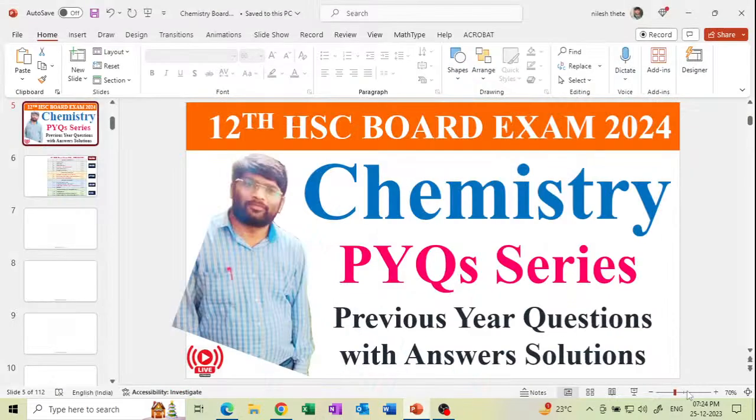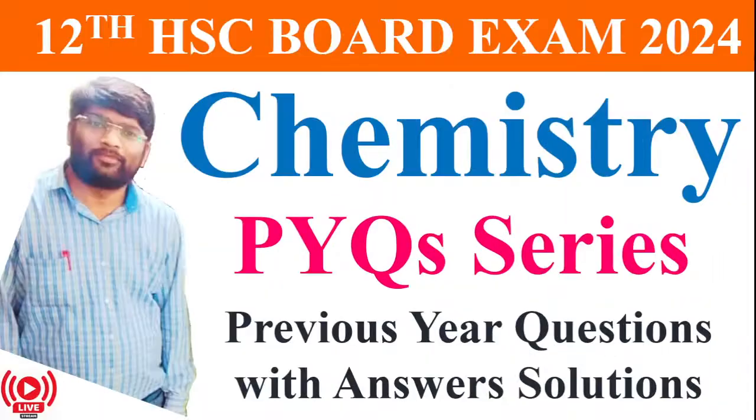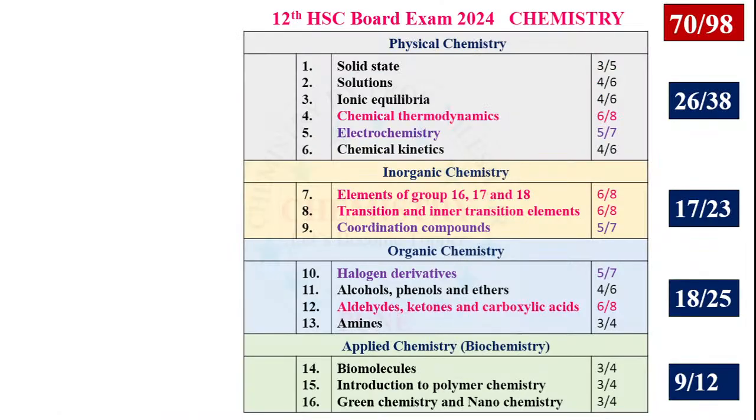In the last lecture, the chapter on transition elements was completed. Transition elements completed, and elements of group 16-17 completed. Now we start the coordination compounds. Coordination compounds have a weightage of 5 to 7 marks. This is the most important chapter for your JEE Main exam as well as the NEET exam. CET also important. Get it? Now start the questions one by one.